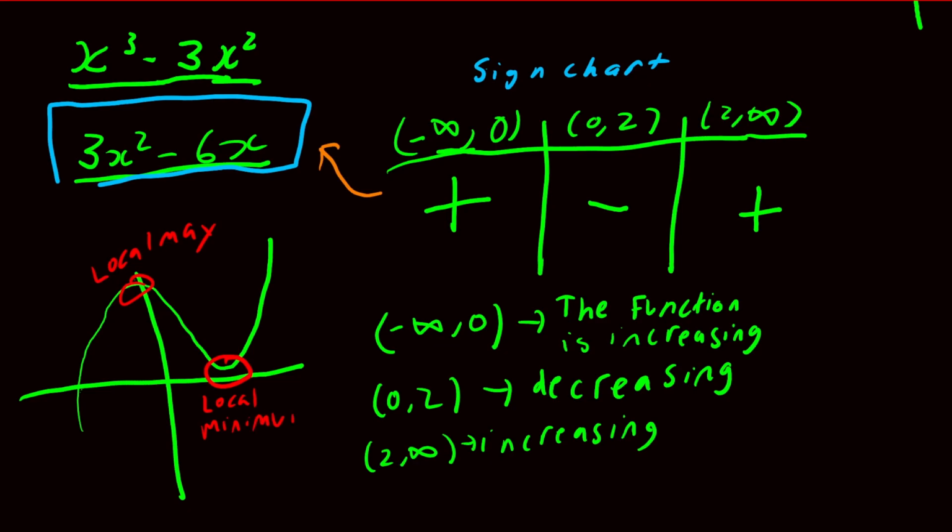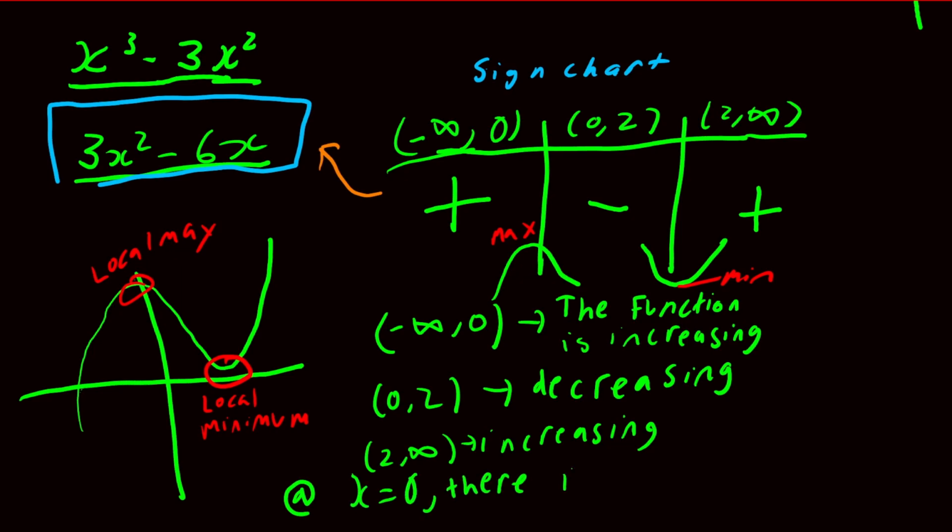Now, you don't have to draw that every single time. What I usually do is, plus, I go up, and then minus, I go down. So obviously this is a max. And then a minus, you go down, and then positive, you go up. So this is a min, right? So that's what I do. But how you would write this is: at x equals 0, there is a local max, and then at x equals 2, there is a local min. All right, so that's how you do it.